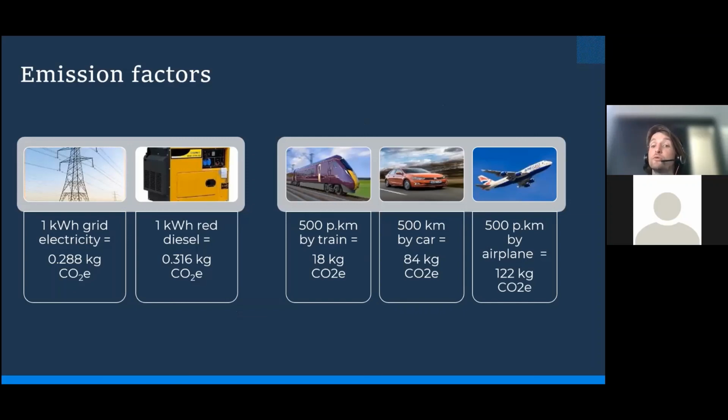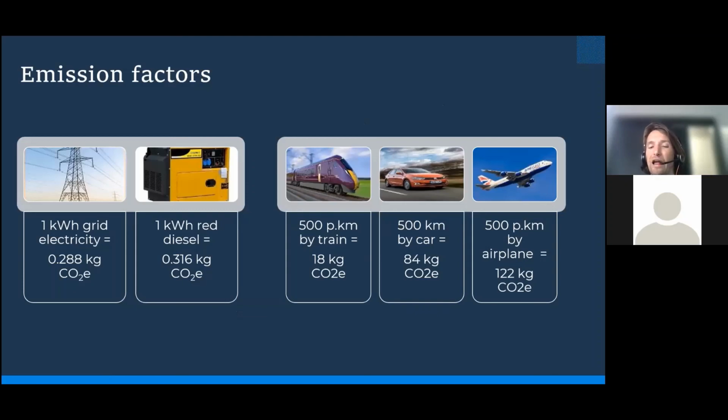In DEFRA, you will see you can have an average car, or you can have petrol car, diesel car, electric car, etc., and then car types as well. So you can say a small car, a large car, a medium car, etc. Same applies for vans and heavy goods vehicles, etc. So you really can go in granularity. For the sake of simplicity, I just use car there as an example.